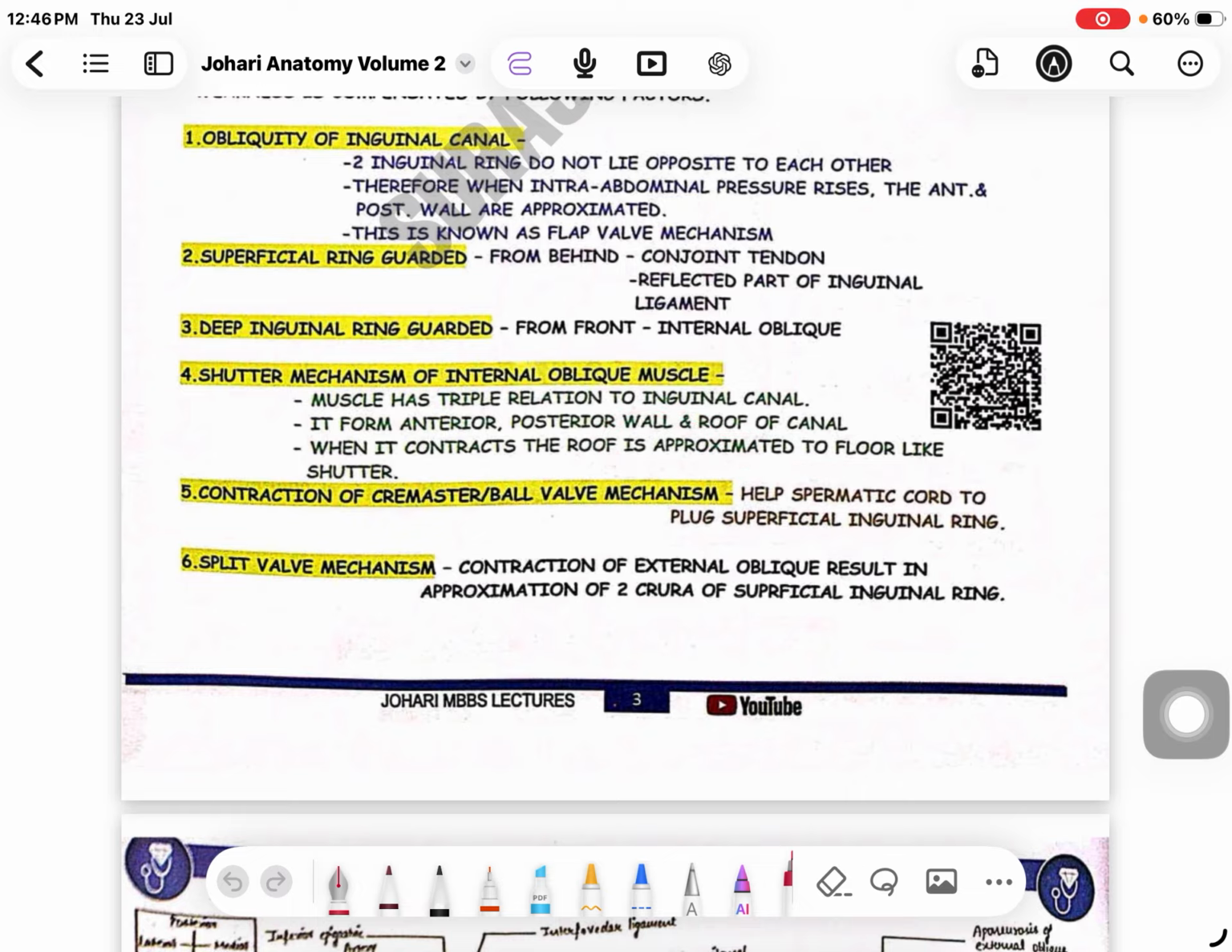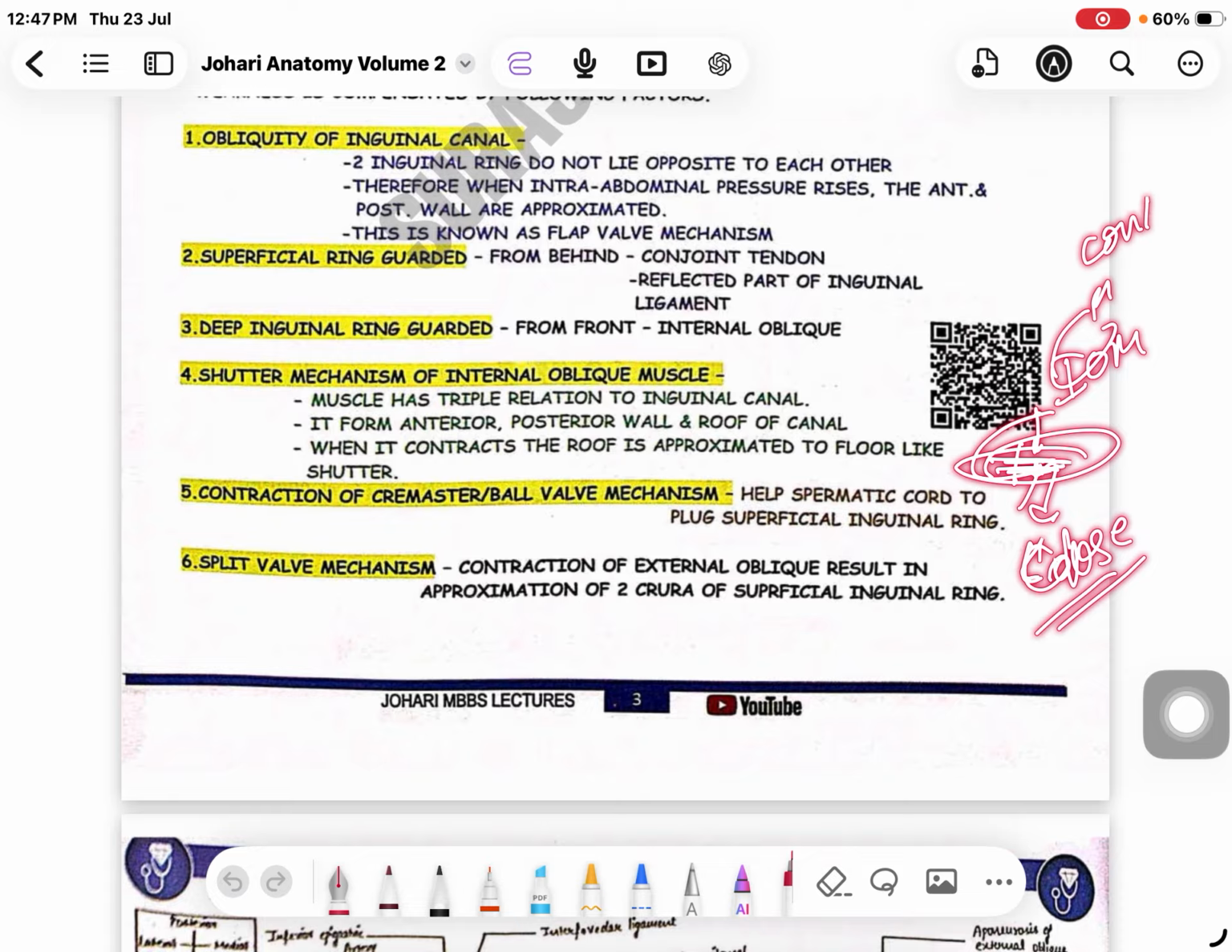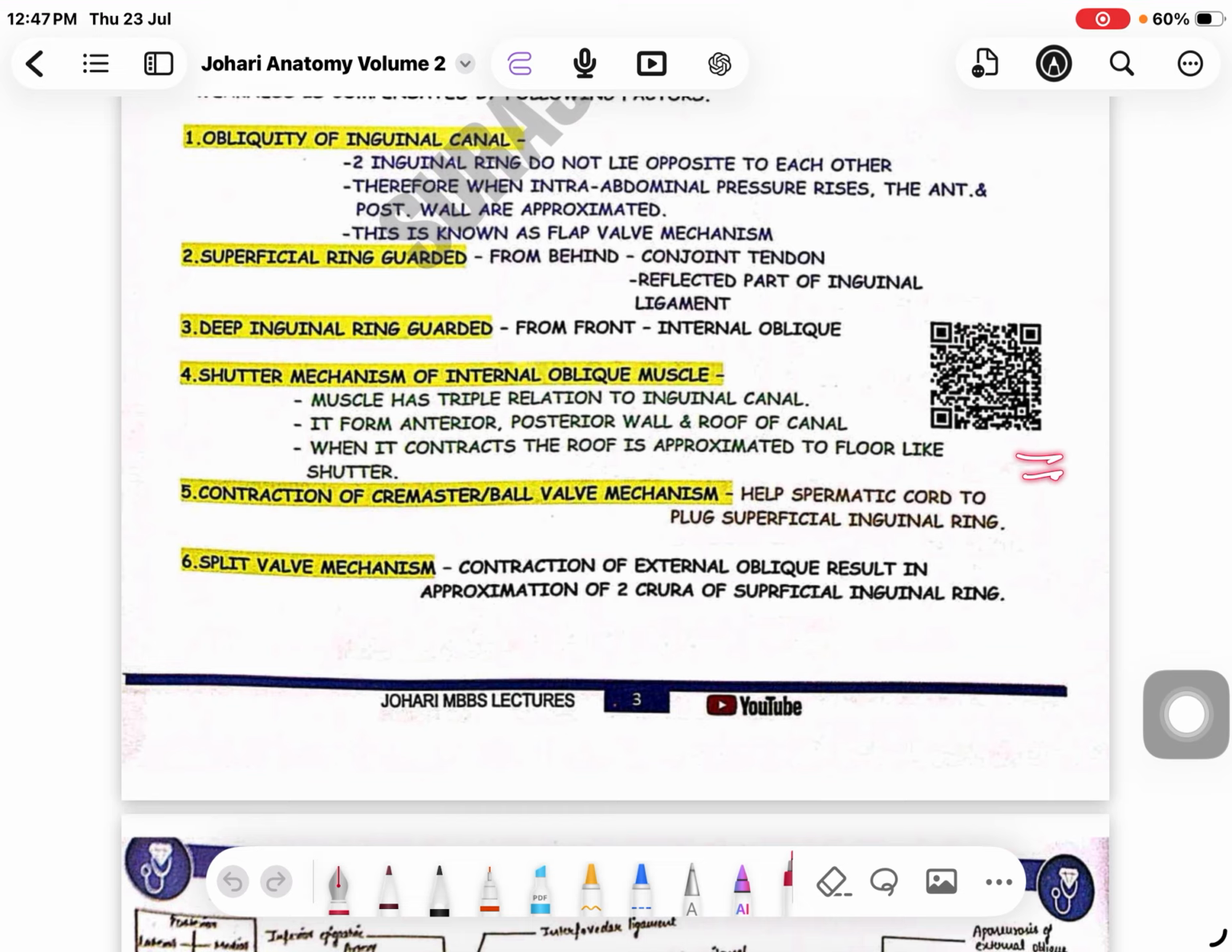जैसे कि शटर बंद हो रहा है, तो जैसे ही वो कॉन्ट्रैक्ट करेगी तो जो रूफ है वो फ्लोर से क्या हो जाएगी, कॉन्ट्रैक्ट हो जाएगी और क्या हो जाएगा, it will close. तो जैसे ही कोई हमारा प्रेशर बढ़ता है तो फिर क्या करेगा, ये कॉन्ट्रैक्ट होगी. जो हमारी इंटरनल ओब्लिक मसल है वो कॉन्ट्रैक्ट होगी और इसके कॉन्ट्रैक्ट होने से, due to its contraction, the roof and the floor will approximate and they will close.